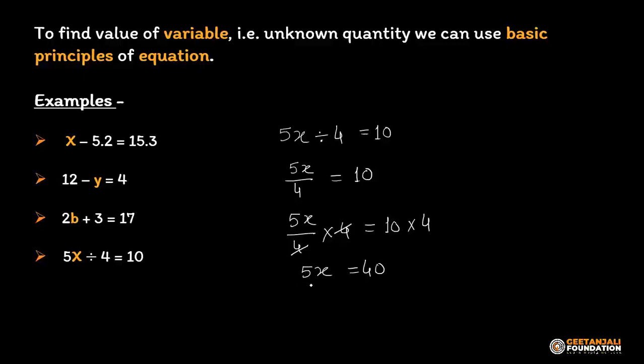Now about this 5, let's see what we can do. This is in multiplication. As there is no sign, there is actually a hidden sign, which is multiplication, between these two numbers. So now I want to remove this number, so I will divide both sides by 5. So 5x divided by 5 will give you 40 divided by 5 on the right side as well. This 5 will get cancelled, and on the right side 5 8s are 40. So the value of x is equal to 8, which will satisfy this equation.